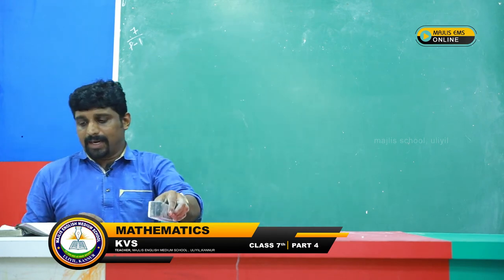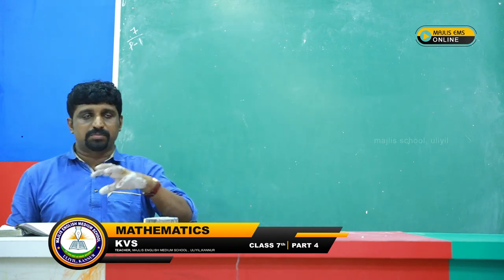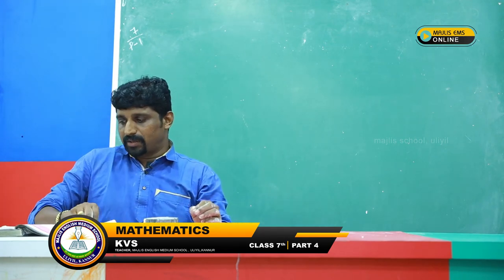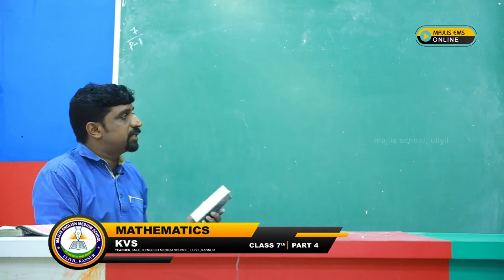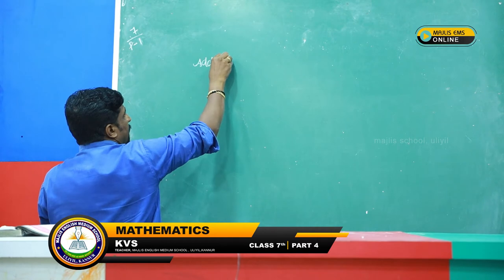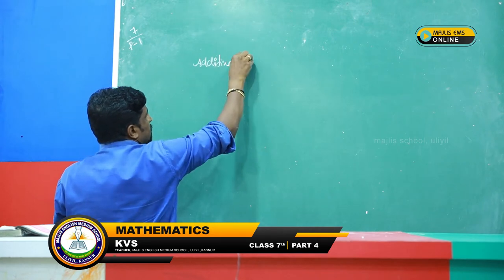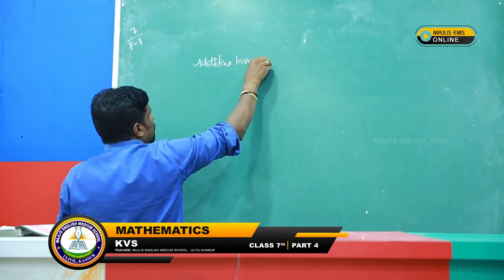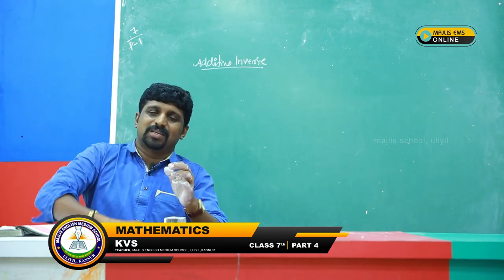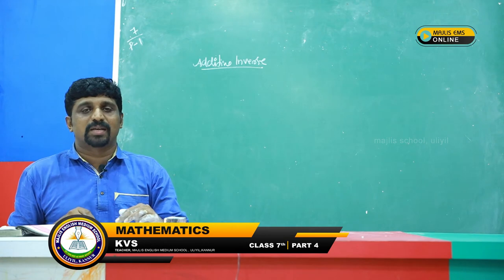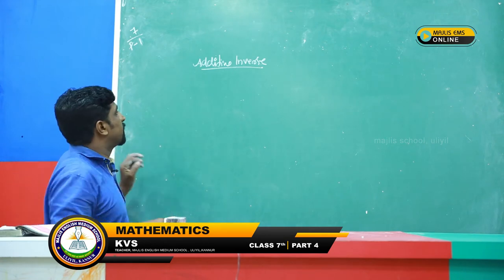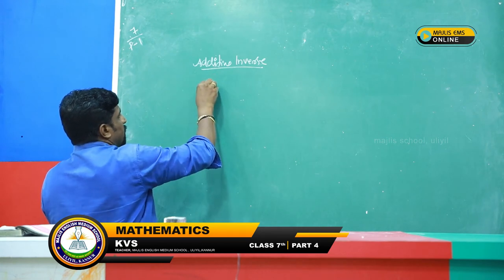Now we can add or subtract. Before that, I will give you a term, the additive inverse. Additive inverse means just to change the sign. That is known as additive inverse. After addition, we get 0.